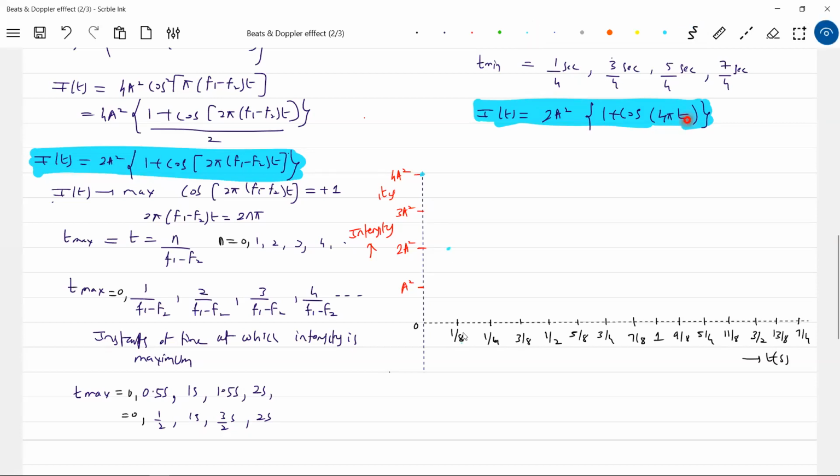Put t equal to 1 by 4. If you put t equal to 1 by 4, cos pi will be minus 1. 1 minus 1 will be 0. Getting some method? Okay, now put t equal to 3 by 8. 3 pi by 4. Cos 3 pi by 4, again this quantity will be 0. So 2a square. Then it will be 4a square.